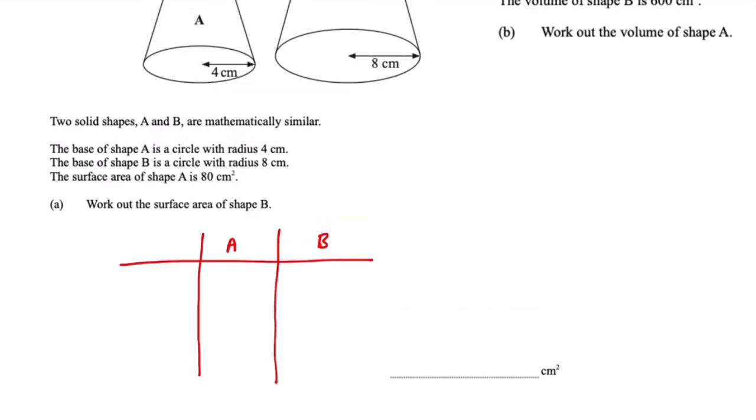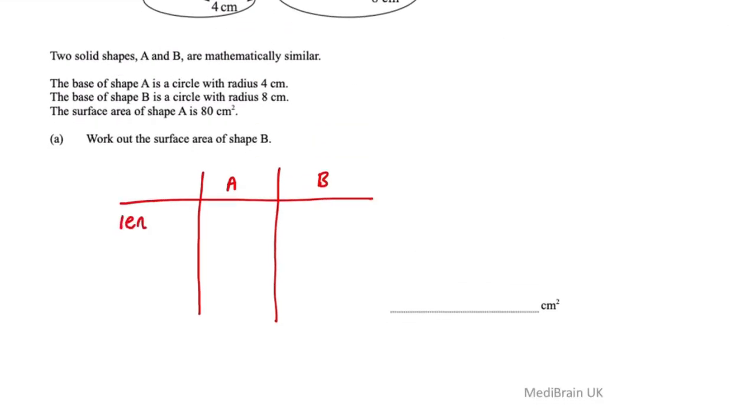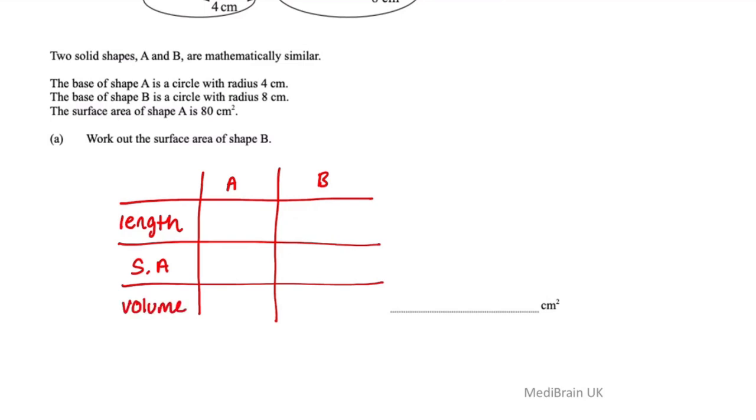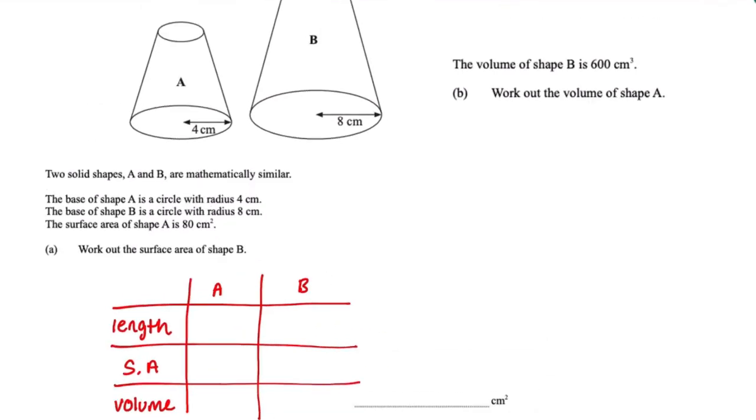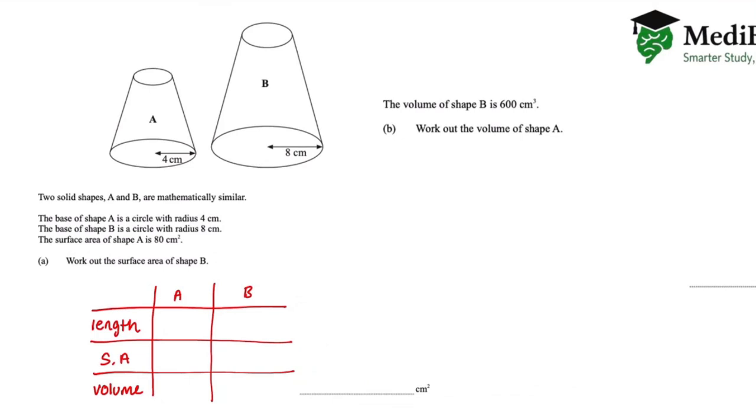Then we're going to add in length. We're going to add in surface area, and we're going to add in volume. Okay, so we've added in a table there. That's the first step. Now we're going to fill in the information that we know.